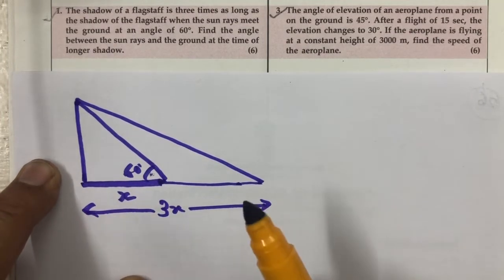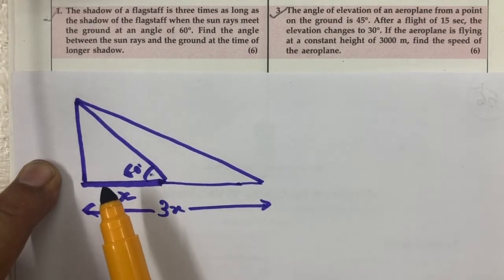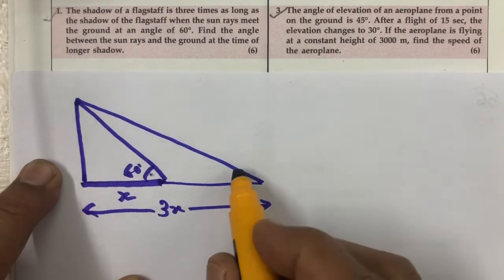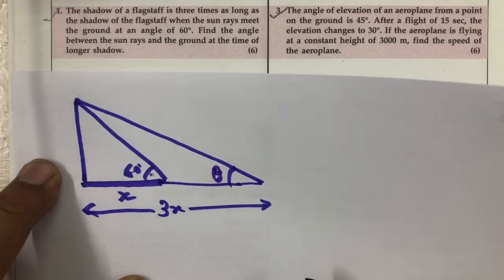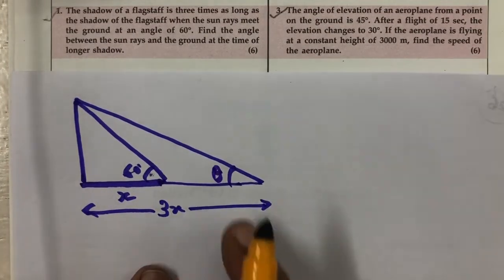So read the question again. The shadow of a flagstaff is 3 times as long as the shadow of the flagstaff when the sun rays meet the ground at an angle of 60 degree. Find the angle. This time the question is very typical and we have to calculate theta. Find the angle between the sun rays and the ground at the time of longer shadow.